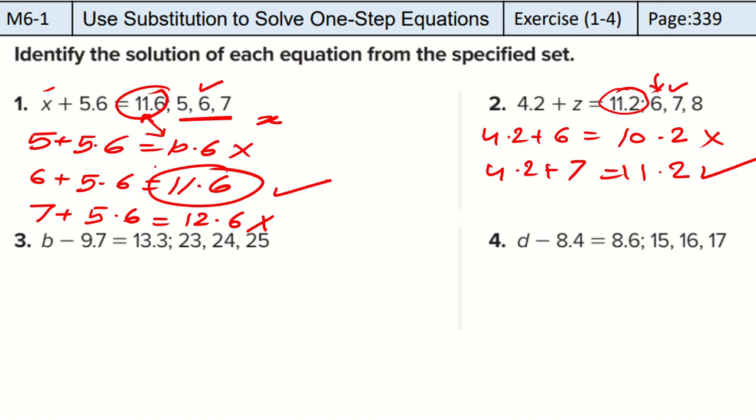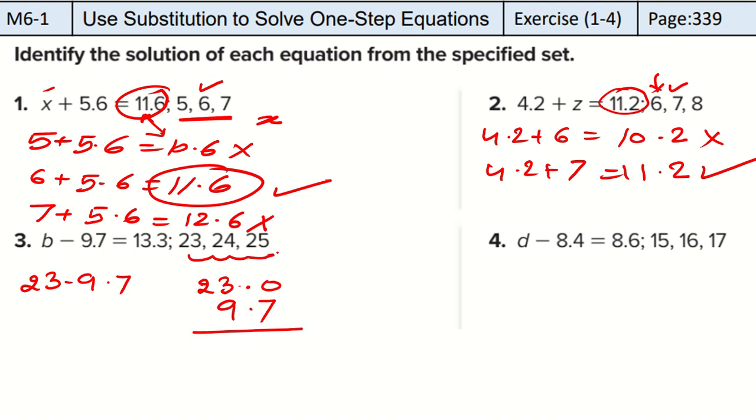Now for number 3, here values of x are 23, 24 and 25. So one by one put all the values here. So if I take 23 minus 9.7, one number is having a decimal, another number is not having a decimal point. So what you will do here? You just write it up and down so that we can calculate it easily. 9.7. Up also you make decimal and put here 0.